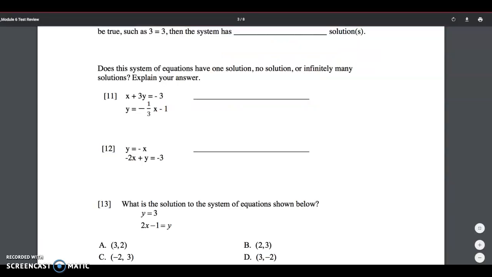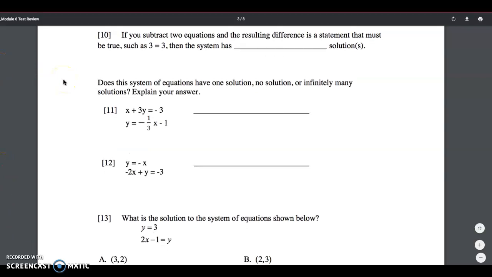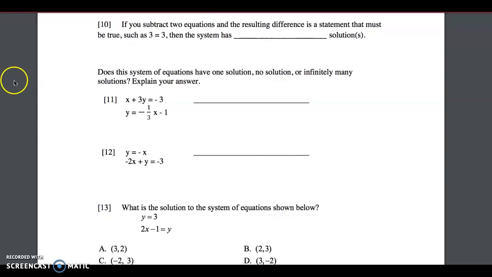Okay, moving on, looking at number 10. If you subtract two equations and the resulting difference is a statement that must be true, we're left with this right here. The variables canceled out, and we are left with a true statement. That means there are infinitely many solutions.